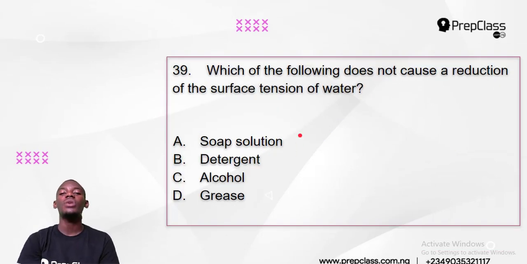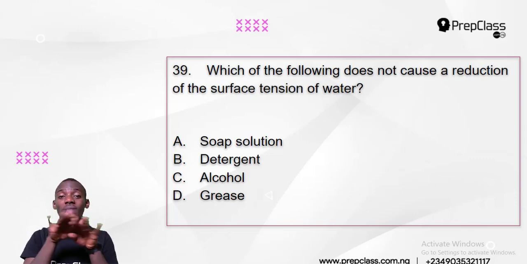Number 39. Which of the following does not cause a reduction of the surface tension of water? Now, when you hear the word surface tension, which one cannot reduce surface tension? If you have ever seen water before, you place down water and you see that on top of the water there's something like a little film, by which you know that mosquitoes can walk on that part of water that has the little film.